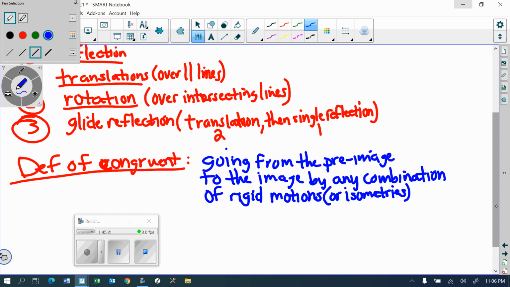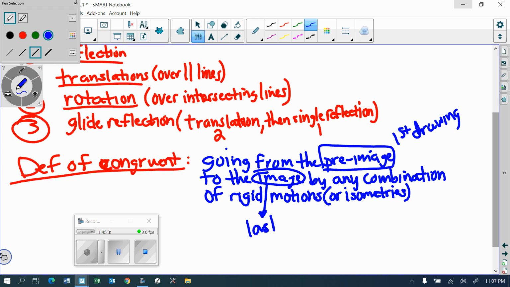Now, pre-image means before. This is the first one, first drawing, and the image is the last. And it's usually only the second, but it could be more than the second, but it's the last one. There could be ones in between, and technically you can call any of the ones in between an image as well. I'll draw an example of this coming up here, so you see this, with our rotations, translations, all this. I'll do an example of the first three.